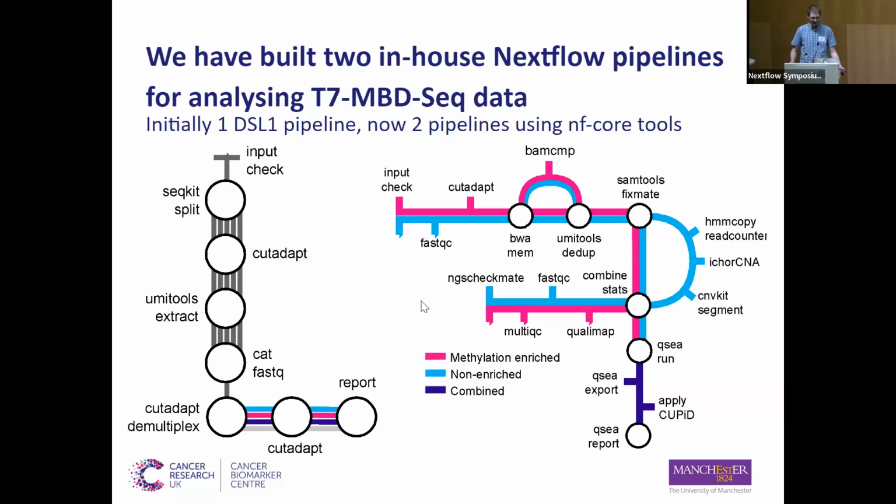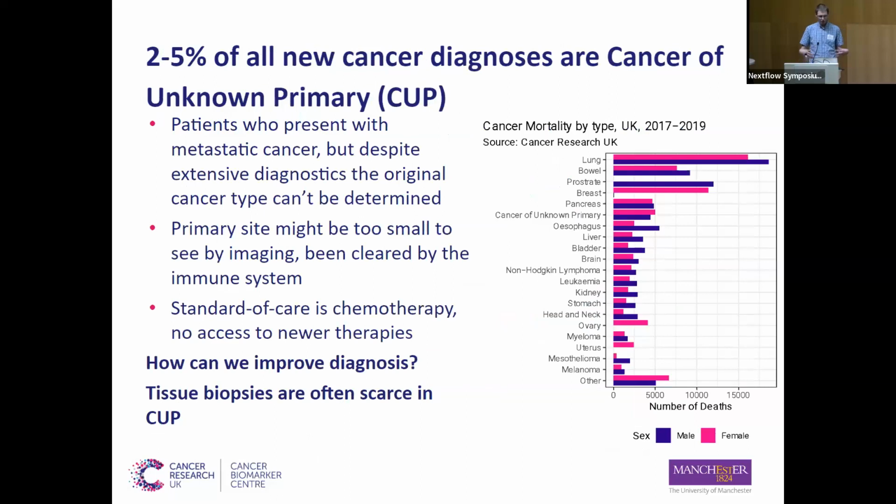I had a poster outside. So it's a tool to check that samples match when you expect them to or don't, or tells you whether they do or not. Okay, so I want to then use this for cancer of unknown primary. So these are patients with cancer of unknown primary.